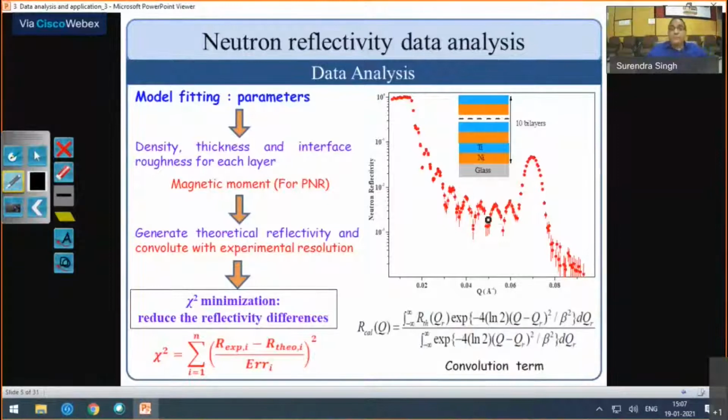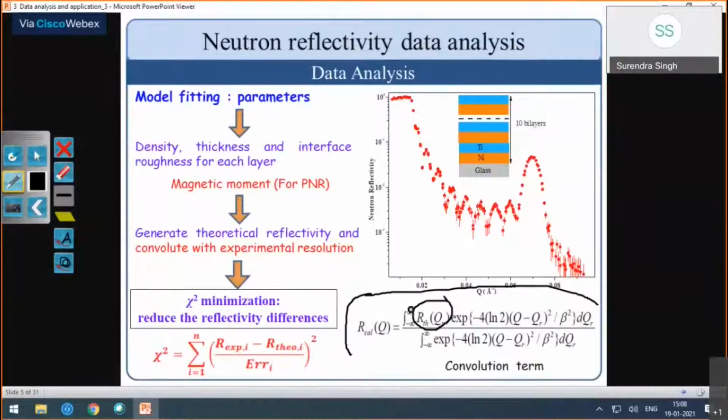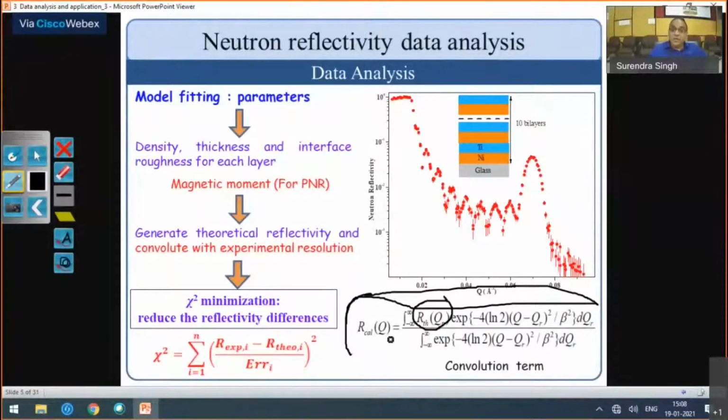One of the methods for convolution is given here. Suppose you have theoretically generated reflectivity. You convolute that reflectivity pattern, but the range is not minus infinity to plus infinity, it is minus delta Q to plus delta Q. That is the instrument resolution. So if you generate the reflectivity theoretically, then for each Q value you have to convolute with the instrument resolution. Then you can compare that convoluted reflectivity pattern with the X-ray data.